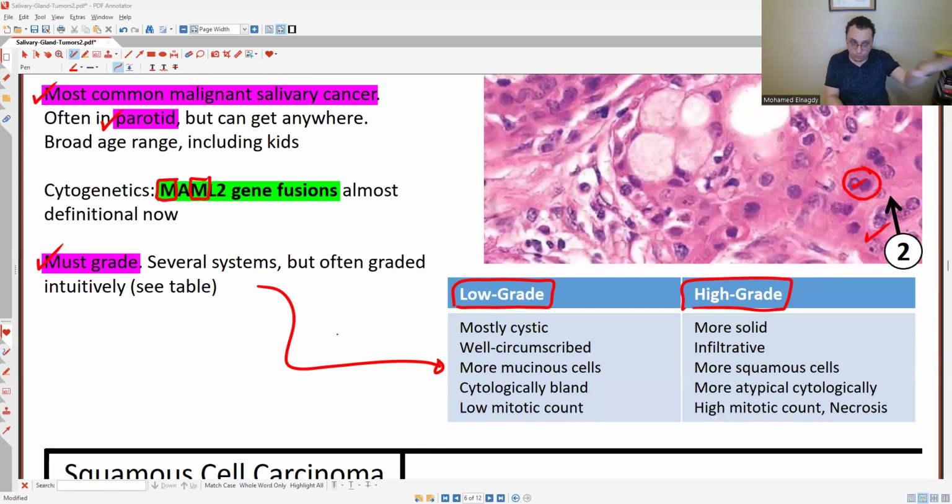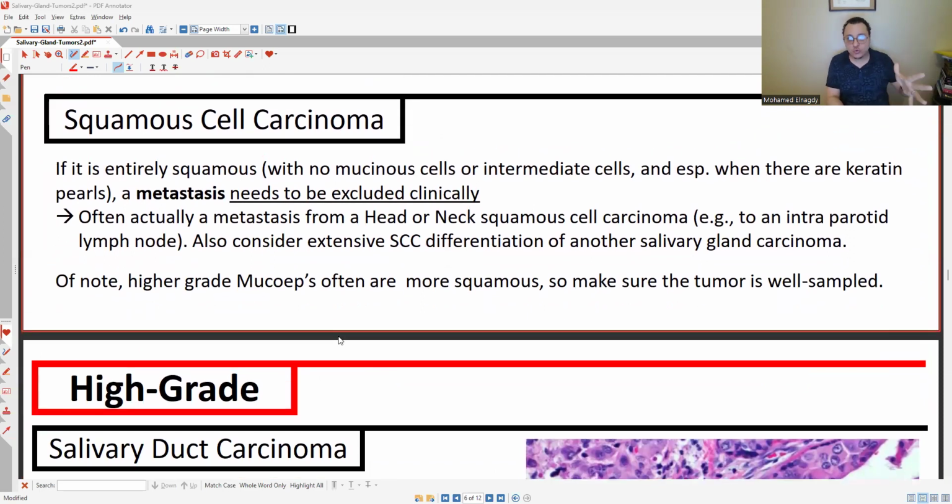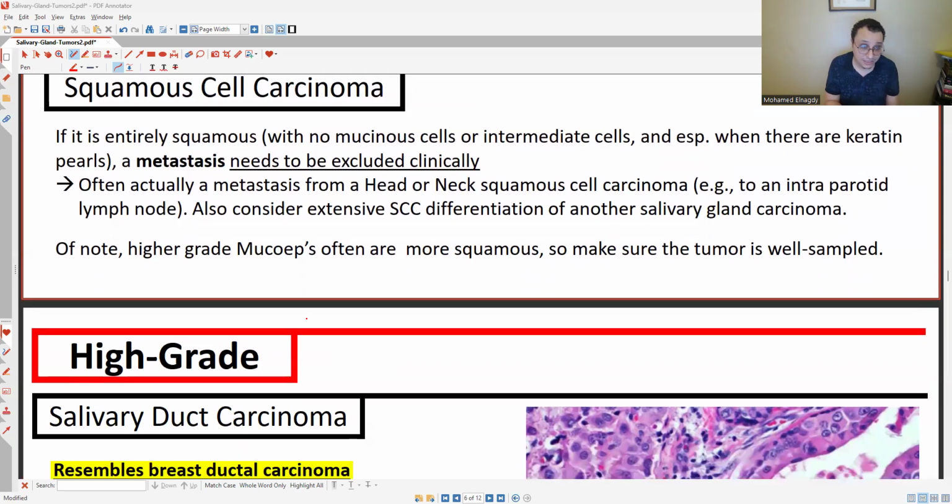So now we remember mucoepidermoid. Okay, squamous cell carcinoma. Just make sure that you are not dealing with squamous metaplasia. Make sure that it is truly squamous cell carcinoma. And if it is truly squamous cell carcinoma, please exclude metastasis, because you rarely have a salivary gland tumor which is entirely squamous cell carcinoma. It's usually metastatic from somewhere, like the oral cavity or the pharynx, you never know, but it's usually metastatic.